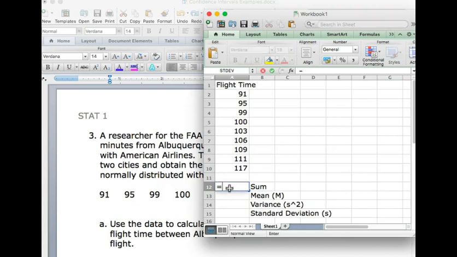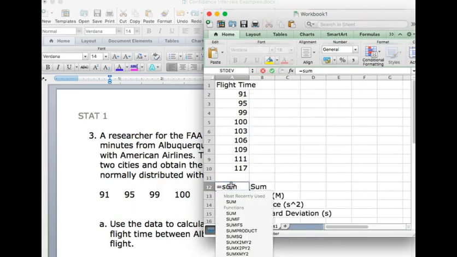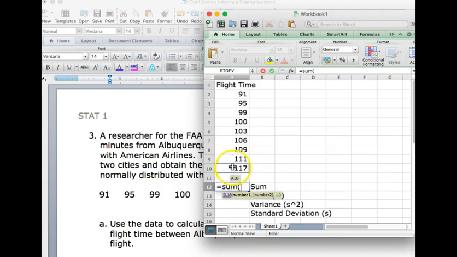So this is equal. Always, whenever we do equations in Excel, we always start with the equal sign. Equals sum, right? That's what we're looking for. Let me start over. Equal sum, open parentheses, and then highlight my values, close parentheses. Don't forget to close the parentheses. And there's our sum. Sum is equal to 931.